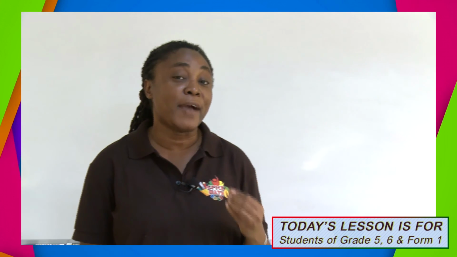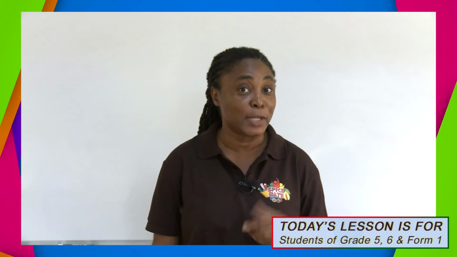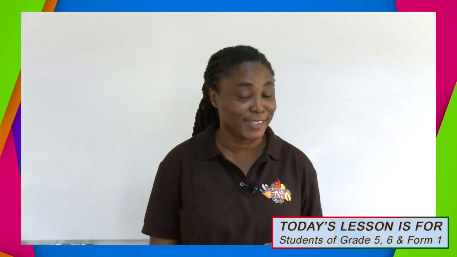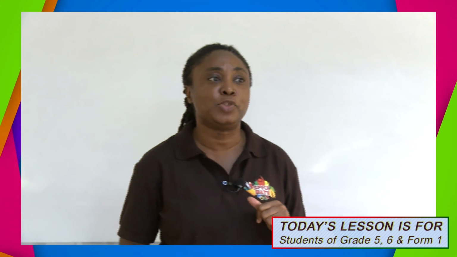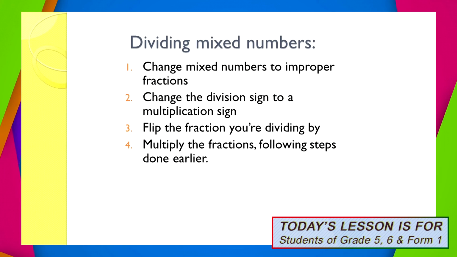Now, when we are dividing mixed numbers, there are some steps that we should follow. Yes, we went through them last class also, and you're ready. But let's just review. The first thing we need to do is change our mixed numbers to improper fractions. Then, we're going to change the division sign to a multiplication sign. We're going to flip the fraction that we're dividing by, and then we will multiply our fractions. So, let's try the question together.